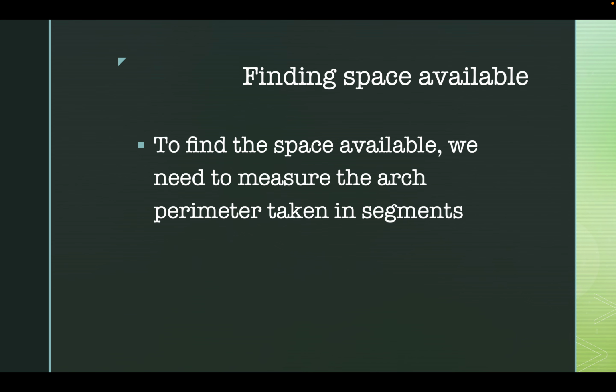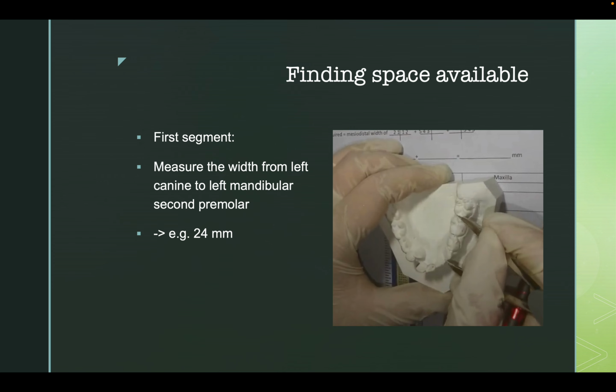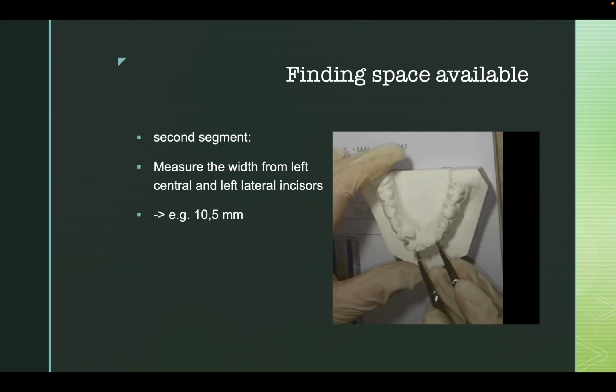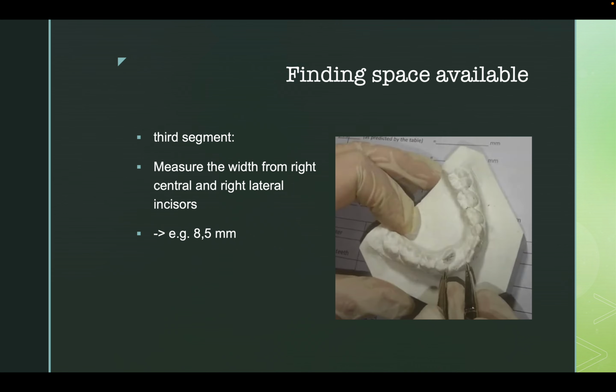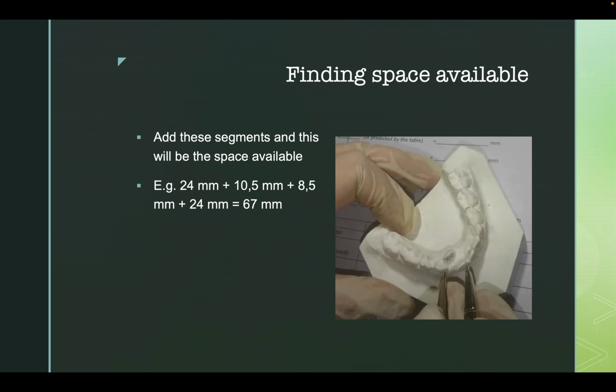measuring the arch perimeter that is taken in segments. The first segment is to measure the width from the left canine to the left mandibular second premolar, for example, 24 millimeter. We will also measure the second segment, which is from the left central and left lateral incisor, for example, 10.5 millimeter. We will measure the third segment, which is from the right central and right lateral incisor, for example, 8.5 millimeter. We will also measure the fourth segment, which is from the right canine to the right second premolar, for example, 24 millimeter. And we will then add these segments, and this will be the space available.